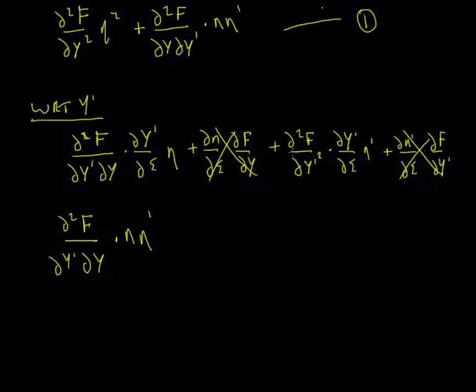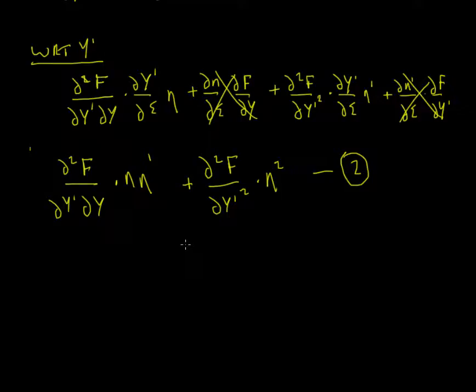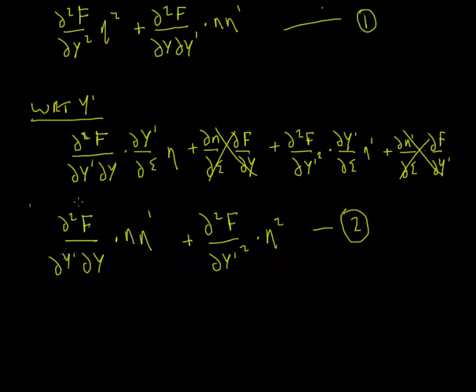Then we come across here, we're going to have partial squared f on partial y derivative squared, and when we differentiate that we'll have eta derivative again, so that will be eta derivative times eta derivative squared. We'll call that 2. So we end up with 4 terms, and 2 of the terms are going to add up. That term there is the same as that term there.